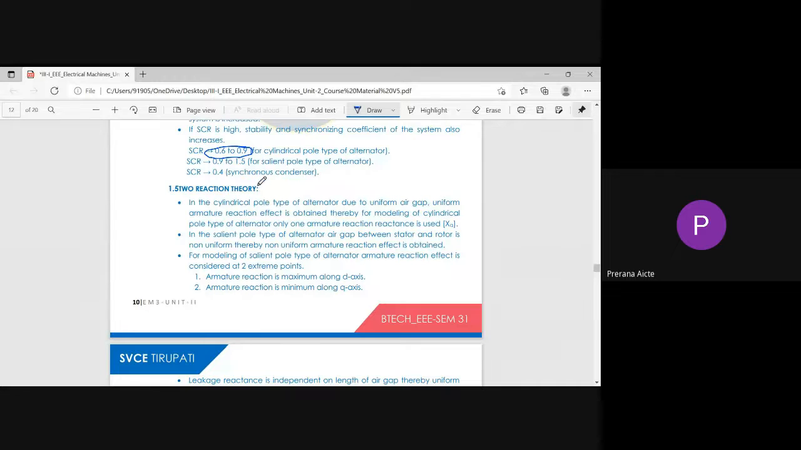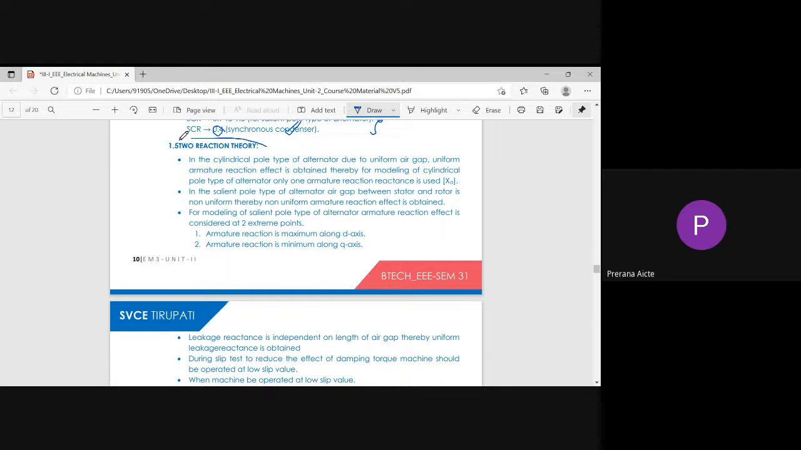So next, these are some GATE point of view, small bit type of questions. What is the short circuit ratio of cylindrical rotor, salient pole rotor and synchronous condenser? Synchronous condenser is a very small value, that is nothing but 0.4. What is the use of synchronous condenser? Sorry, to improve the power factor of the electrical supply system.